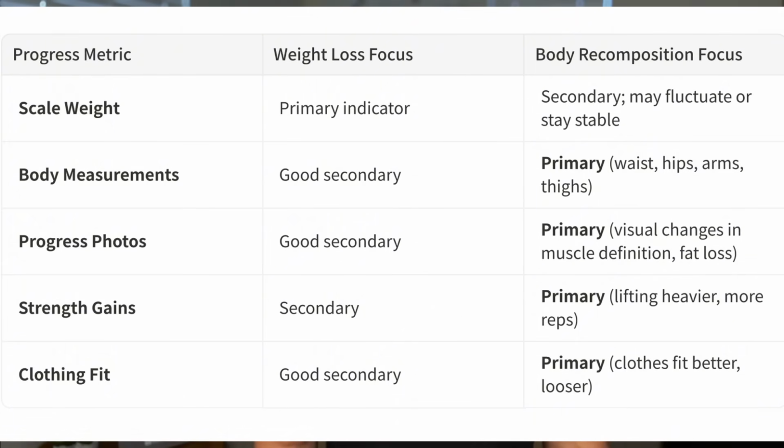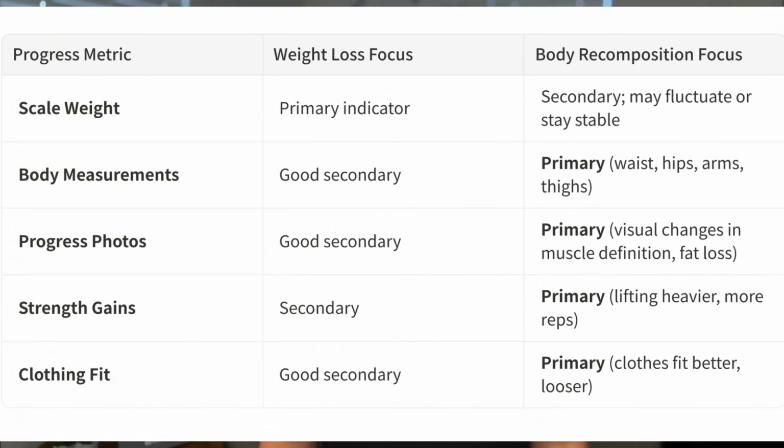Progress photos, also a good secondary indicator if your focus is weight loss. It's a primary indicator if our focus is body recomposition. So visual changes in muscle definition and fat loss. Strength gains, weight loss focus, of course, a secondary-ish. If you're not strength training and you're not caring about building muscle or maintaining muscle, kind of a secondary. Of course, everybody should be strength training even if your goal is weight loss, but this is also a primary indicator of progress. If you're lifting heavier, if you're doing more reps, if you're feeling good in your workouts, if you're getting less sore, all of these are progress indicators in a body recomposition.